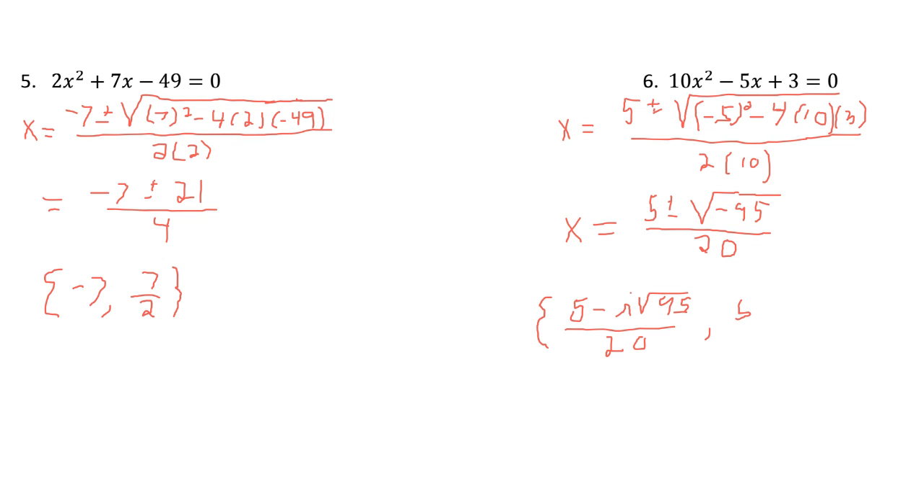And 5 plus i root 95. Sorry, my pen mouse took off there. Over 20. I cannot reduce that 5 and 20. I would need something in front of that i to reduce them by.